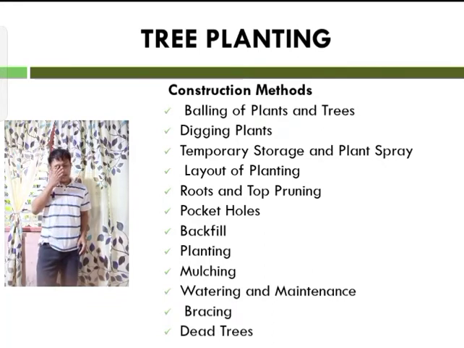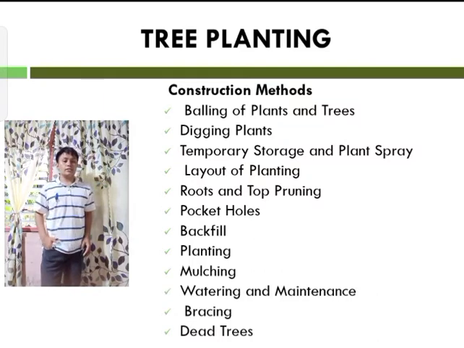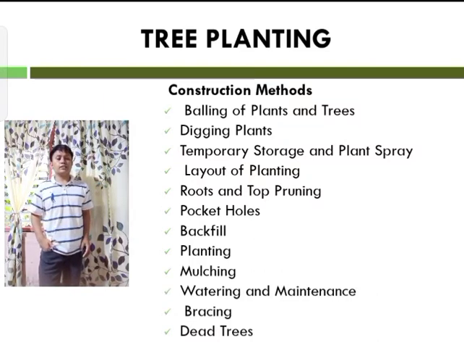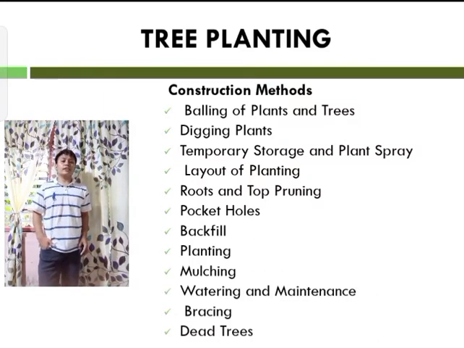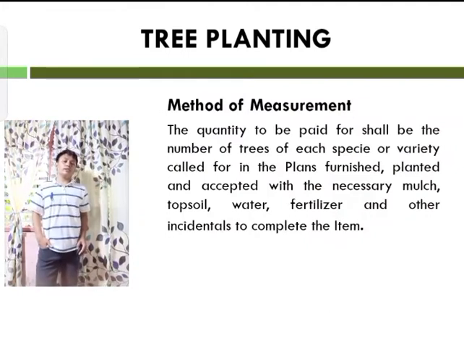And lastly, we have dead trees. Before completion and final acceptance of the project, all trees that are not healthy or that have died back into the ground or beyond the normal pruning line shall be replaced by the contractor at his own expense with trees of the specified species or variety, size and quantity and meeting the specification. So those are the construction methods.